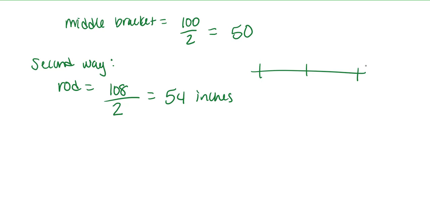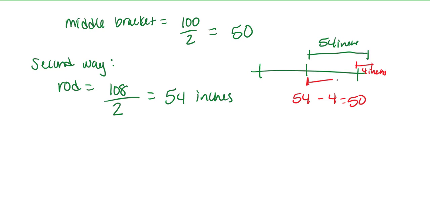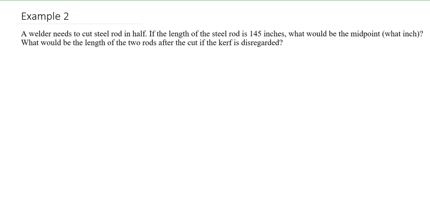So here's our bracket. If we know this whole length is 54 inches, but then we subtract this 4 inches, so 54 minus 4, we know the distance from the middle bracket to the outer bracket is 50 inches. So there's 2 ways to solve for it. You could solve it either way, whatever makes sense. And there's probably other ways, so you can always share a different way how you did it. But let's go ahead and look at another example.